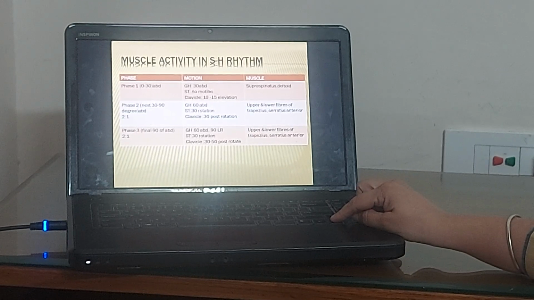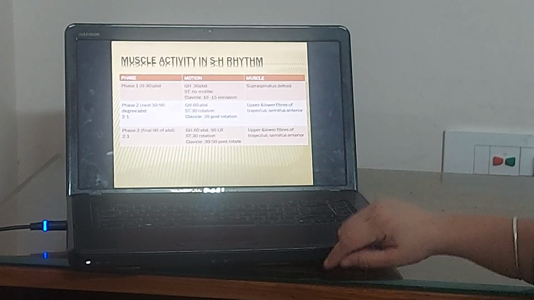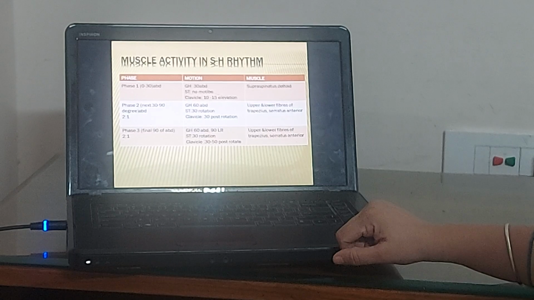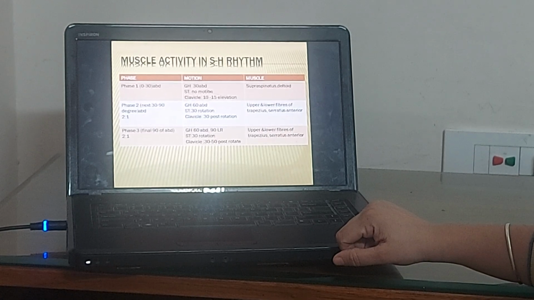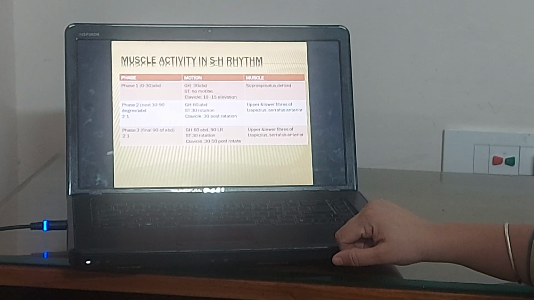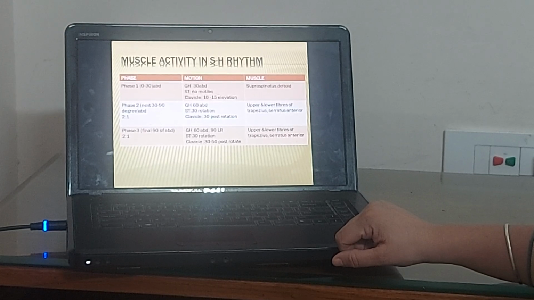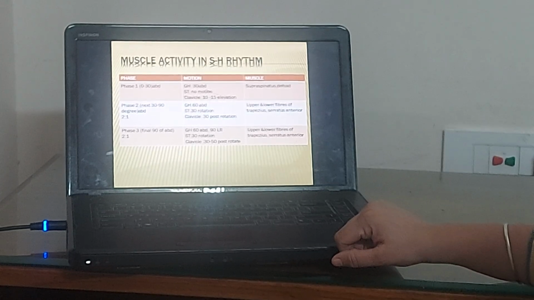Now muscle activity, I have tried to make it in a table. Phase 1, 0 to 30 degrees of abduction. The glenohumeral motion is 30 degrees of abduction. Scapulothoracic, no motion is taking place. Clavicle, 10 to 50 degrees of elevation. The muscles responsible are supraspinatus and deltoid.